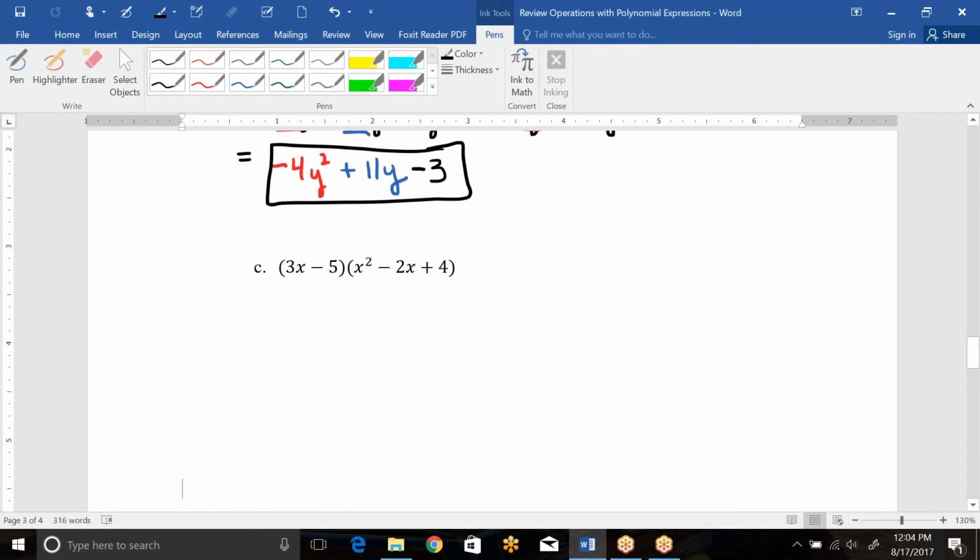Okay, so let's look at C. C is a binomial times a trinomial, so we are distributing. FOIL would not work here because it's not two binomials, so we need to distribute 3x to everything in the second parentheses, and then we'll need to distribute negative 5 times everything.